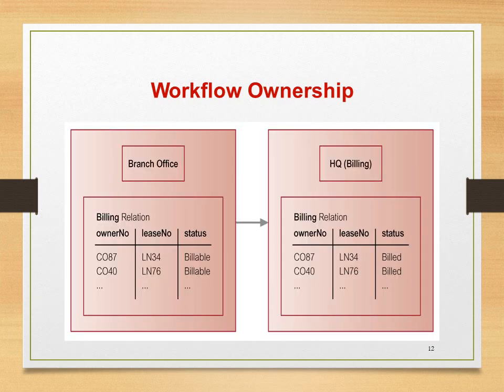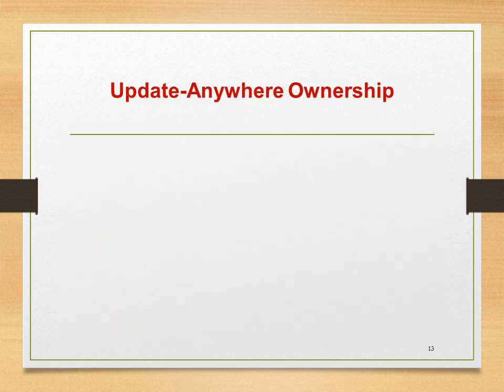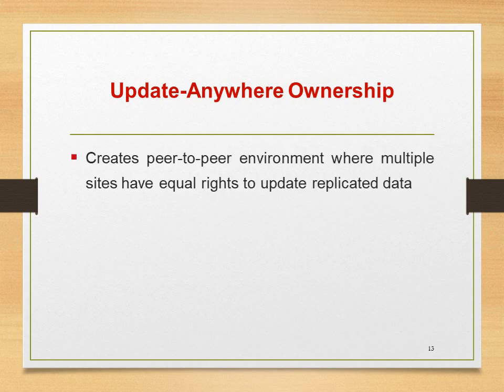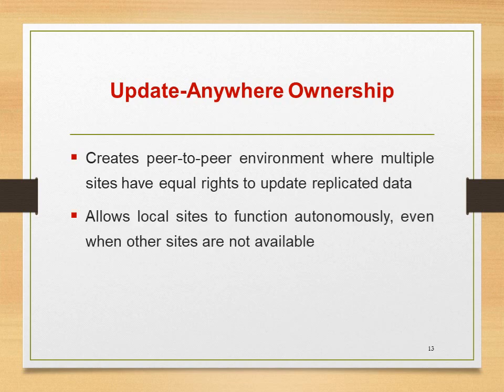So on. This is an example of workflow ownership. The next is update anywhere ownership. It creates a peer-to-peer environment where multiple sites have equal rights to update replicated data, and it allows local sites to function autonomously even when other sites are not available.